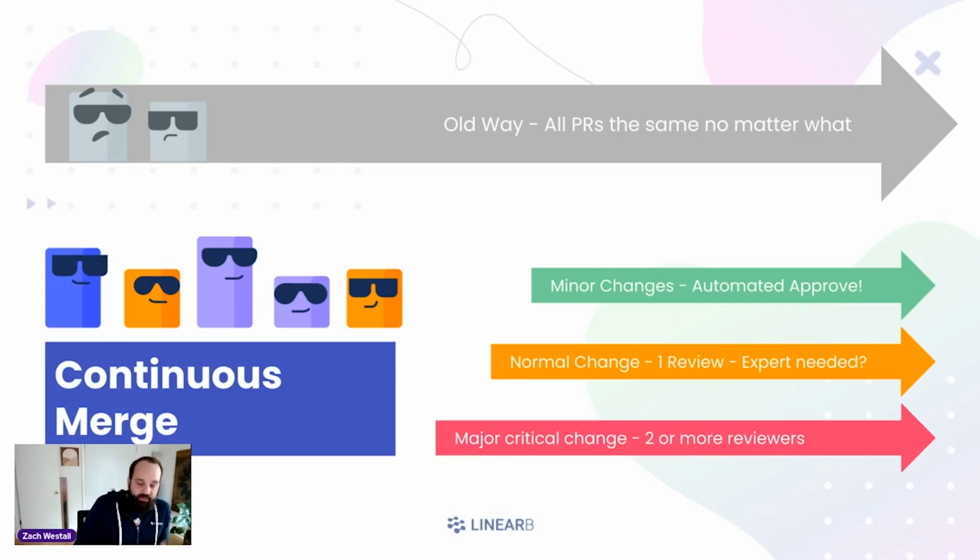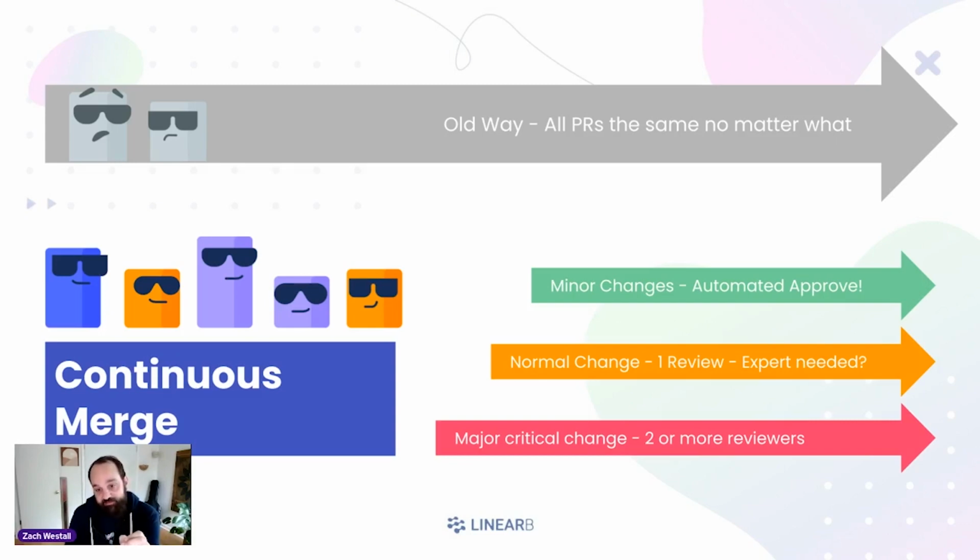The old way, all PRs treated the same way. They all get the same code review, follow the same process. It's very draconian, very rigid, versus the continuous merge way where minor changes like a text file or something like that are automatically approved. You don't even need a reviewer on that. Normal change, you need one review. Is an expert needed? It'll automatically find someone who is at the right level and who has time and availability to do that. Is it a major critical change and you need 2 or more senior reviewers? Hey, it'll automatically identify that based on rules that you set and customized to work for your team.